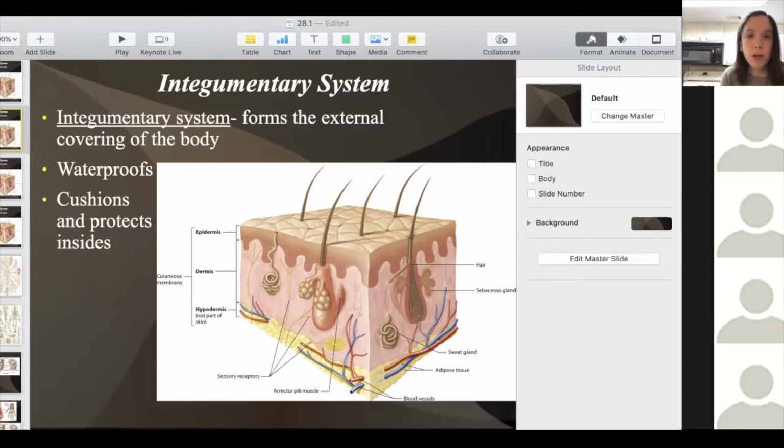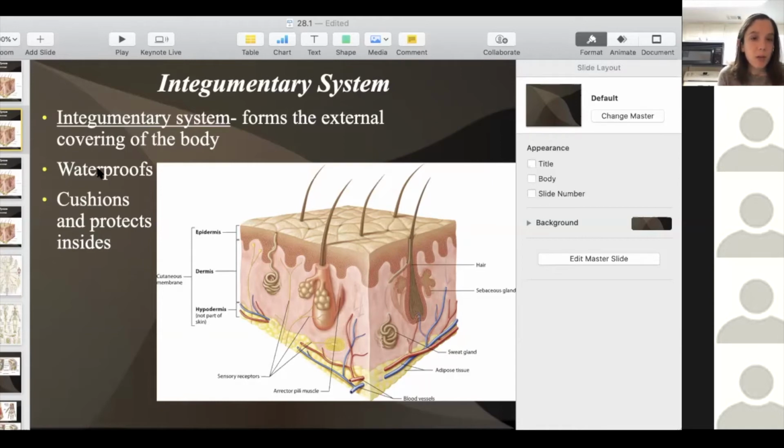A few of the jobs of skin would be waterproofing. And so water can't pass through the skin. Now, you might be surprised to hear that because you know that your skin gets wrinkly when you go swimming, but it's not because water's going into your body.